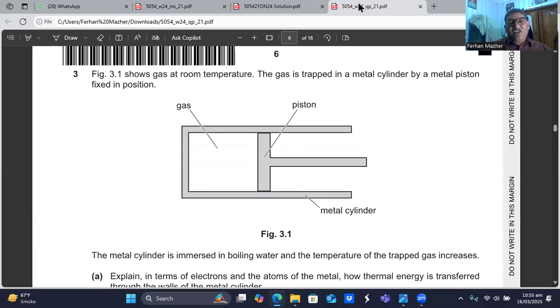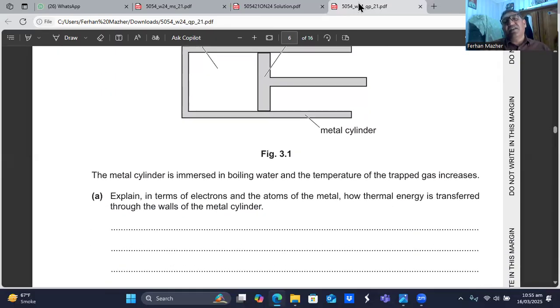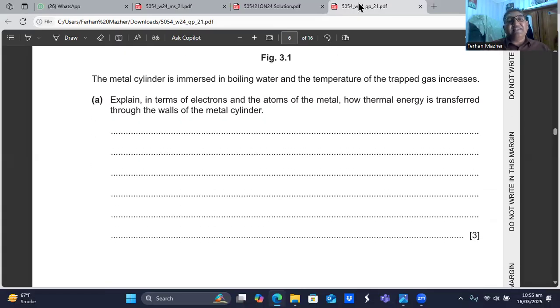Okay, so my dear students, we are on question number 3. Figure 3.1 shows gas at room temperature. The gas is trapped in a metal cylinder by a metal piston fixed in position. The important thing is he says fixed in position, so it's not moving. So the volume is not changing. The metal cylinder is immersed in boiling water and the temperature of the trapped gas increases. You see, the volume is constant and the temperature of that gas is increasing.